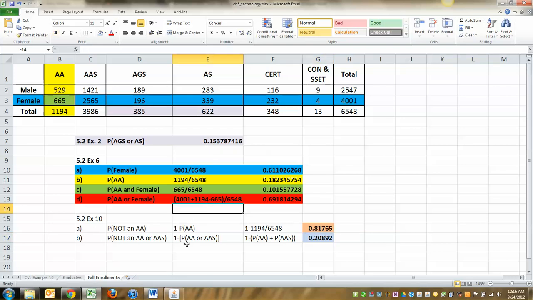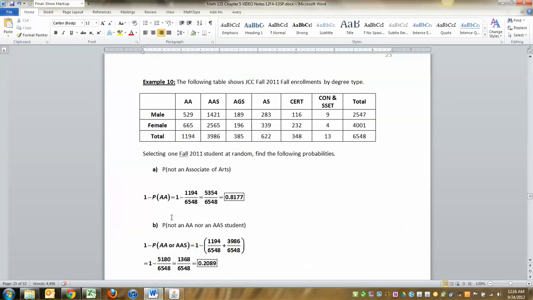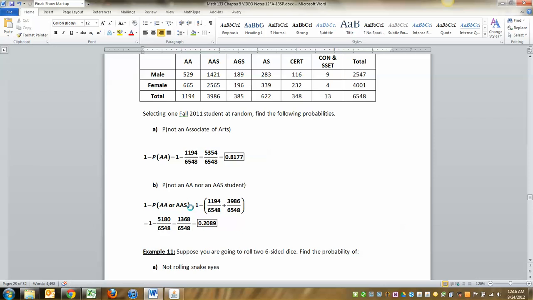All right, I think we are done with those. Now I typed them up over here so you can see it. So 1 minus the probability of AA, that's 1 minus that 1194 that we did. And if you wanted, you could actually find what that is. That's 5354. And how am I getting that? Well, remember, they've got to add up to 6548 when it's all over, right? So I just take 6548, take away 1194, and I've got 5354.